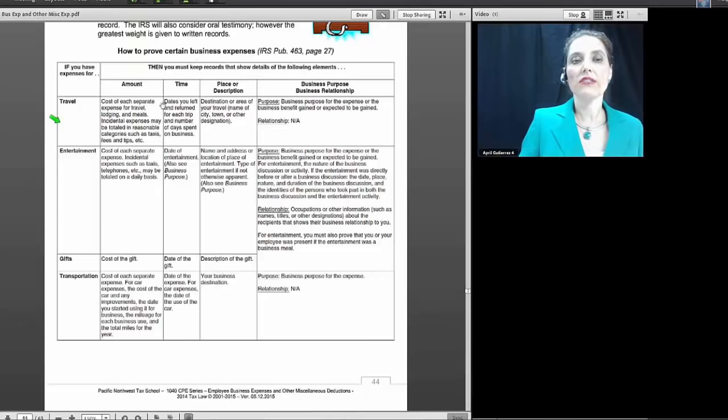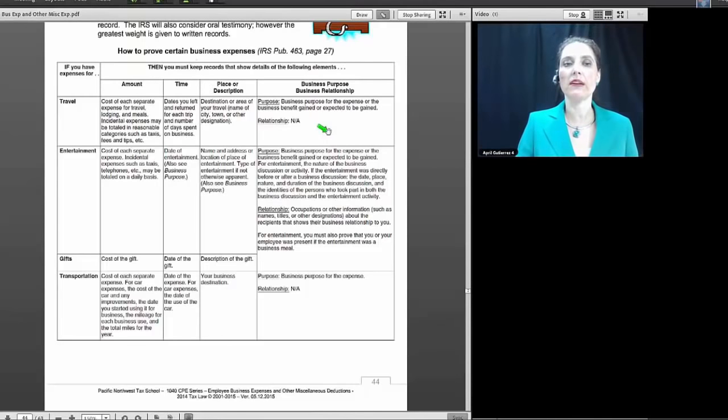The IRS wants to know the date you left and returned from each trip and the number of days on each trip that were spent on business. It wants to know the destination you went to, the name of the city, town, or other designation, and it wants to know the purpose of the trip and the benefit that you expected to gain.